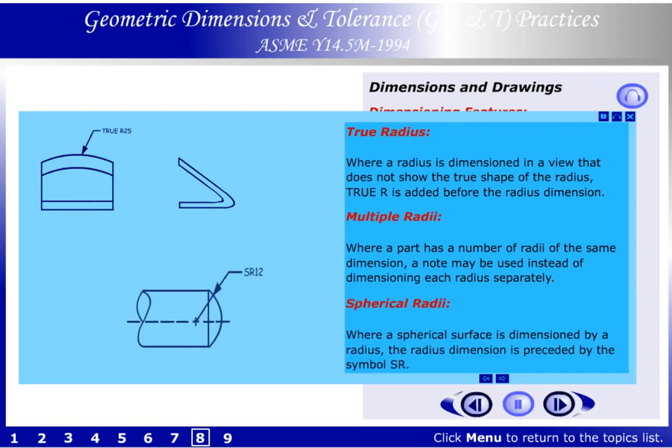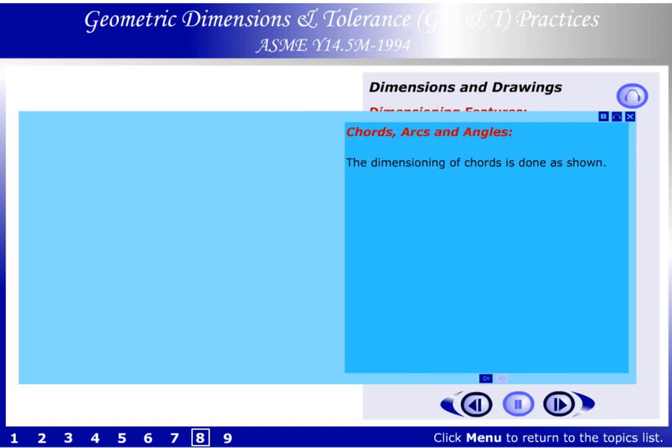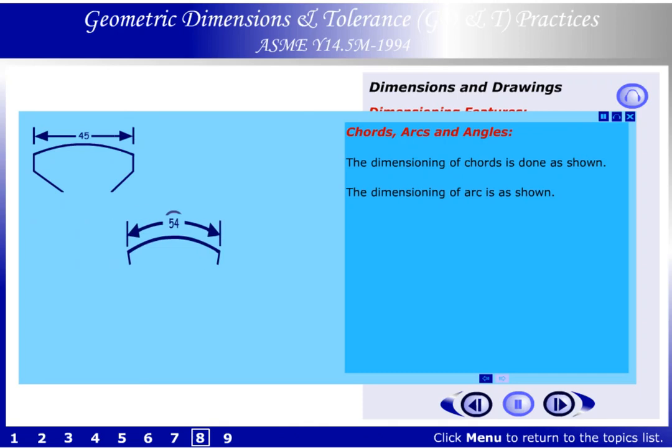Spherical radii. Where a spherical surface is dimensioned by a radius, the radius dimension is preceded by the symbol SR. Chords, arcs and angles. The dimensioning of chords is done as shown. The dimensioning of arc is as shown. The dimensioning of angles is as shown.